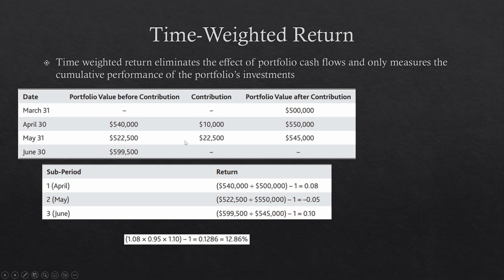In May, you would have started with 550 and it grew to 522.5, so you actually lost money. And so you can see that the return is negative 5%. And then you want to do the same thing for June. So in June, it started off as 545 and grew to 599. The return is 10%. Then you want to just multiply them all together and subtract 1, and that is the time-weighted return. So a bit simpler. You don't have to use the financial calculator, which is nice.